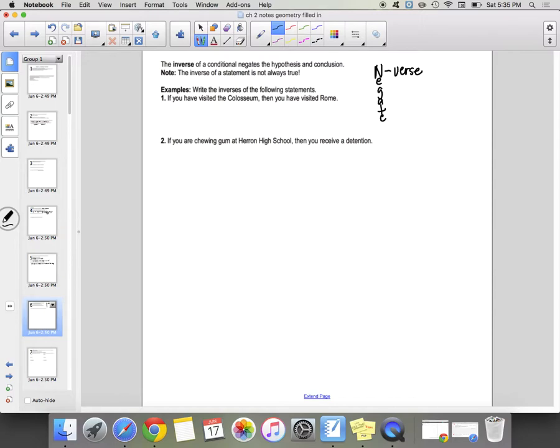Okay, so the inverse. It says, if you are chewing gum here in high school, then you receive a detention. So number 2, we're going to say, if you are not chewing gum at HHS, then you do not receive a detention. Okay, but there could have been other reasons you received a detention. So there's lots of things you could have done to get a detention. So maybe you weren't wearing your uniform or something like that. Okay, so this one's also false.